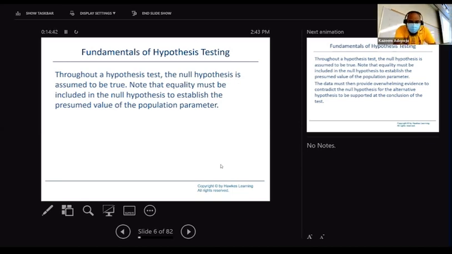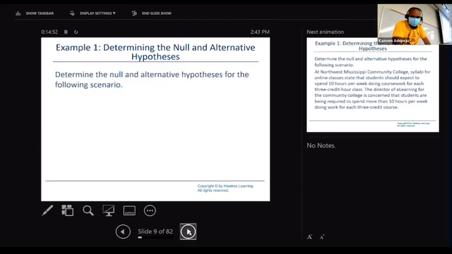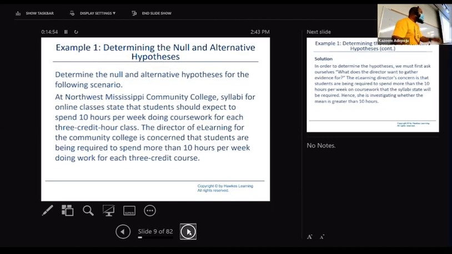Okay. Now, if that is going to be the case, I think I've given you the strategy to use. I'll quickly do something now. I'm going to go into an example, and in this example, they're going to ask you to specify what your null hypothesis is and what your alternative is. Now let's take a look at that.